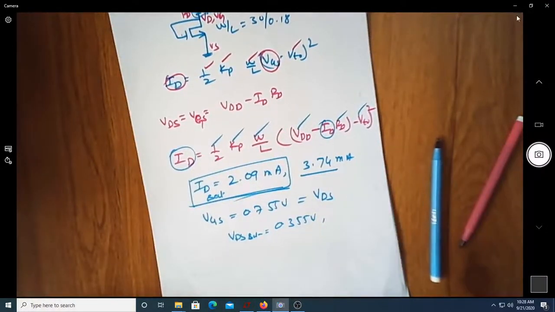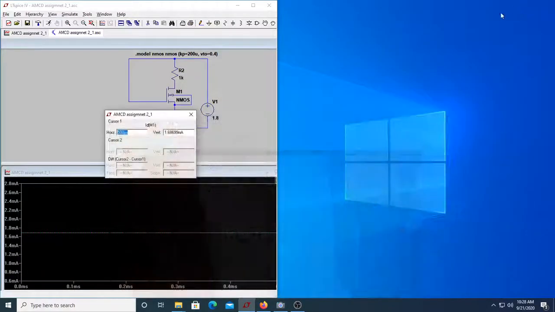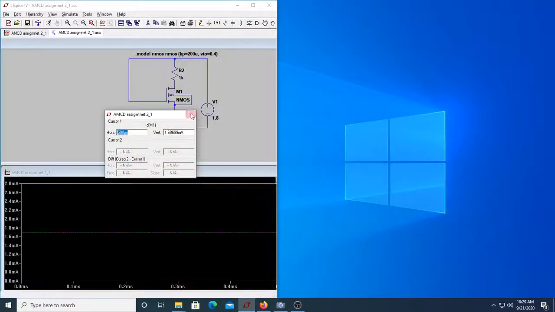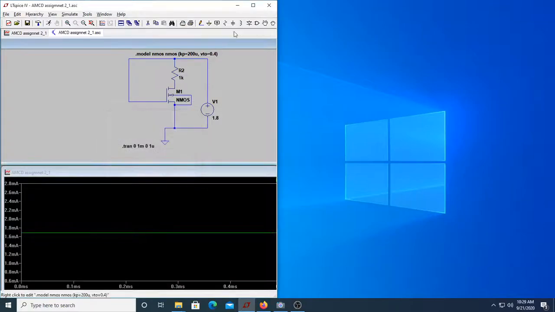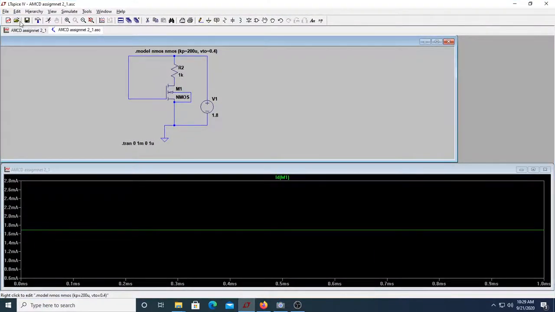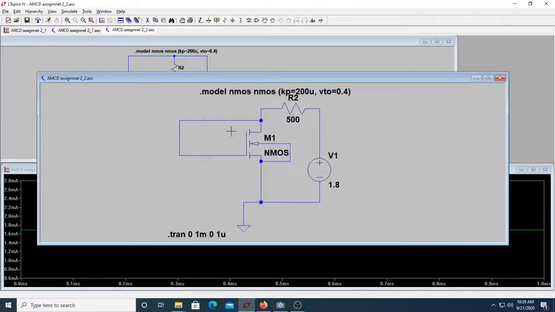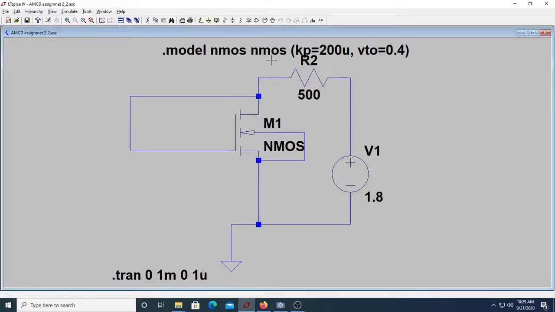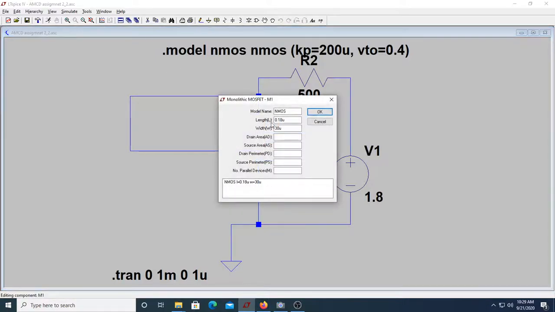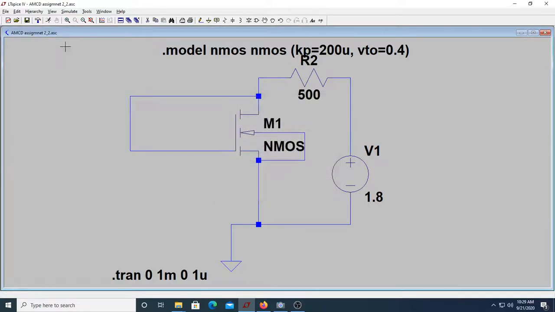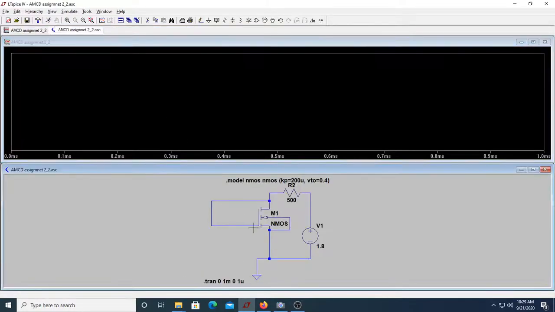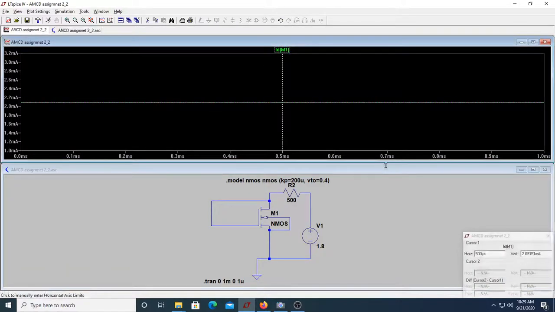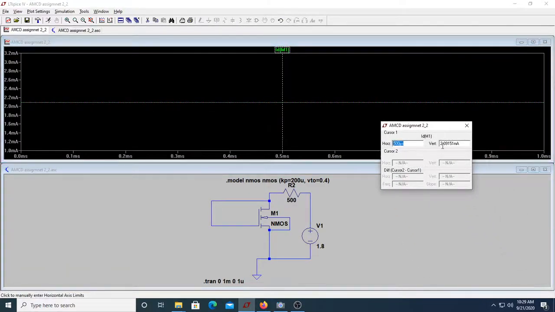So let us go to the simulation, try to find out whether the same value comes or not. Okay, let me just take out this. Let me open the second problem. So this is the second one. Let me remove this. Okay, this is that. You can see we have the same circuit. WL is 30 divided by 0.18, and if I run it now, the current is supposed to be 2.09 milliampere, which is there. Here you can see it is almost 2.09.